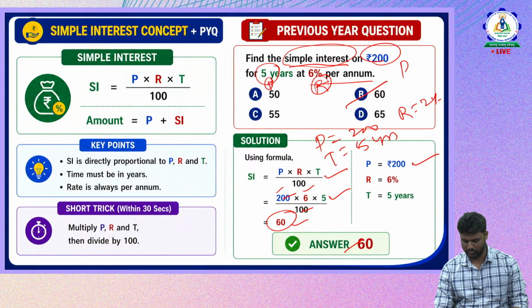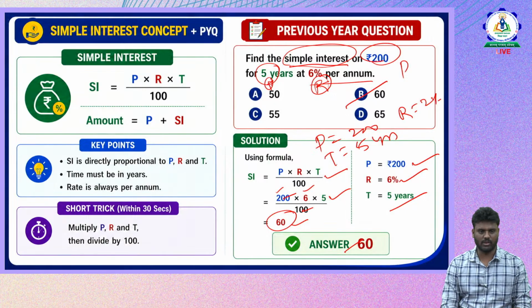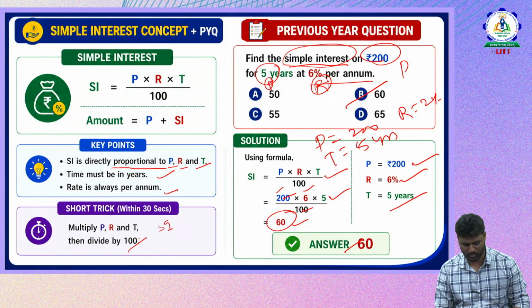So we have the principal amount, the rate, and the time they have given, and we got the simple interest as 60 for 5 years at 6% per annum. So remember, the simple interest is always directly proportional to the principal amount, rate and time, where time must be in years and rate is always per annum in simple interest. When you multiply principal, rate, time to identify the simple interest, then divide by 100, we'll get the value.